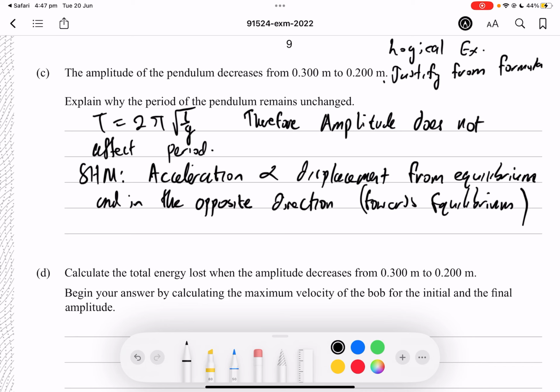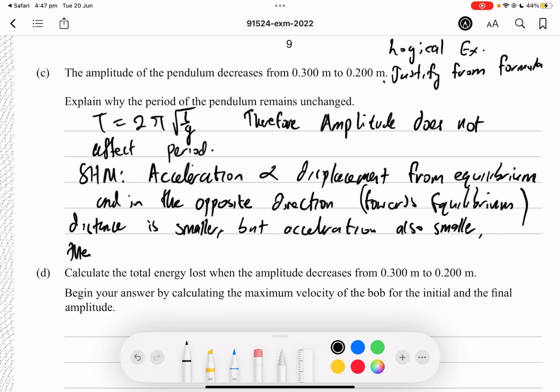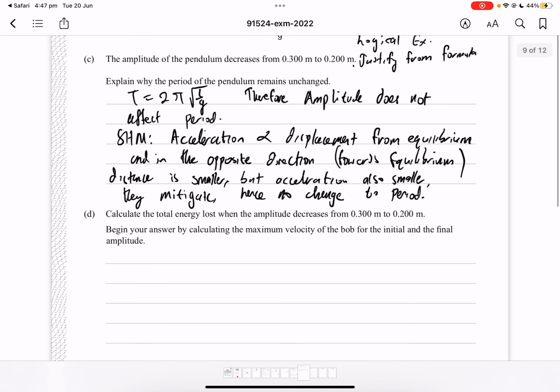Okay, so therefore, the displacement is lower. Basically, the maximum amplitude is lower, so the distance traveled is smaller. But acceleration is also smaller, since it is proportional to the smaller displacement. And these factors directly mitigate each other, hence no change to the period. So that would be your physical explanation for this question, something along those lines.